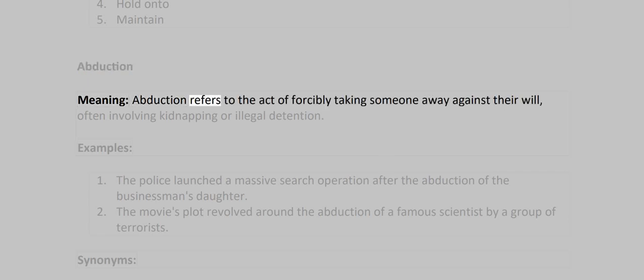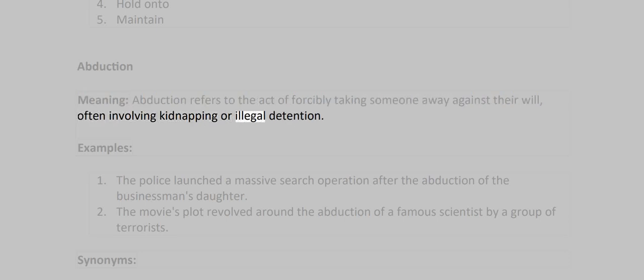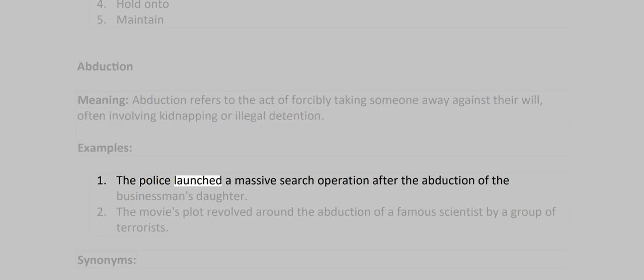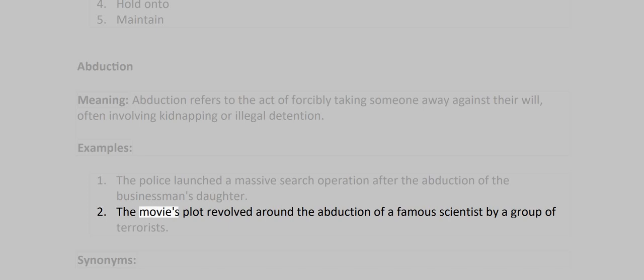Abduction. Meaning, abduction refers to the act of forcibly taking someone away against their will, often involving kidnapping or illegal detention. Examples. 1. The police launched a massive search operation after the abduction of the businessman's daughter. 2. The movie's plot revolved around the abduction of a famous scientist by a group of terrorists.